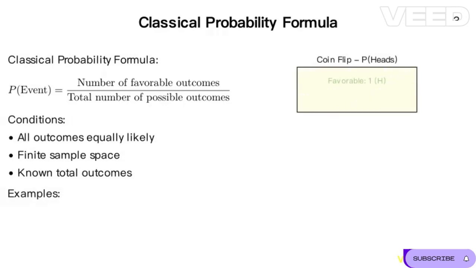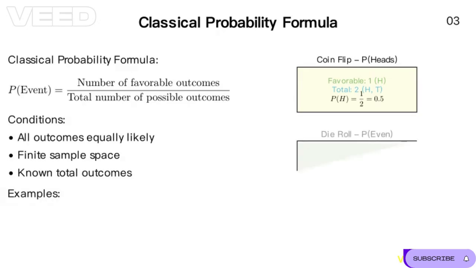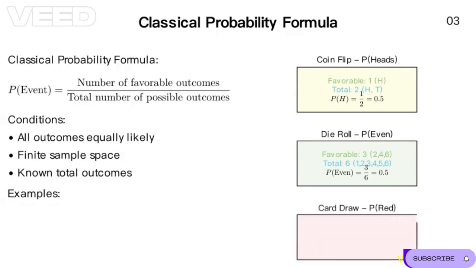For a coin flip, the probability of getting heads is 1 favorable outcome divided by 2 total outcomes, which equals 1/2 or 0.5. For rolling an even number on a die, we have 3 favorable outcomes, 2, 4, and 6. With 6 total possible outcomes, the probability is 3/6, which simplifies to 1/2. Finally, when drawing a red card from a standard deck, there are 26 red cards out of 52 total cards. This gives us a probability of 26/52, which equals 1/2.